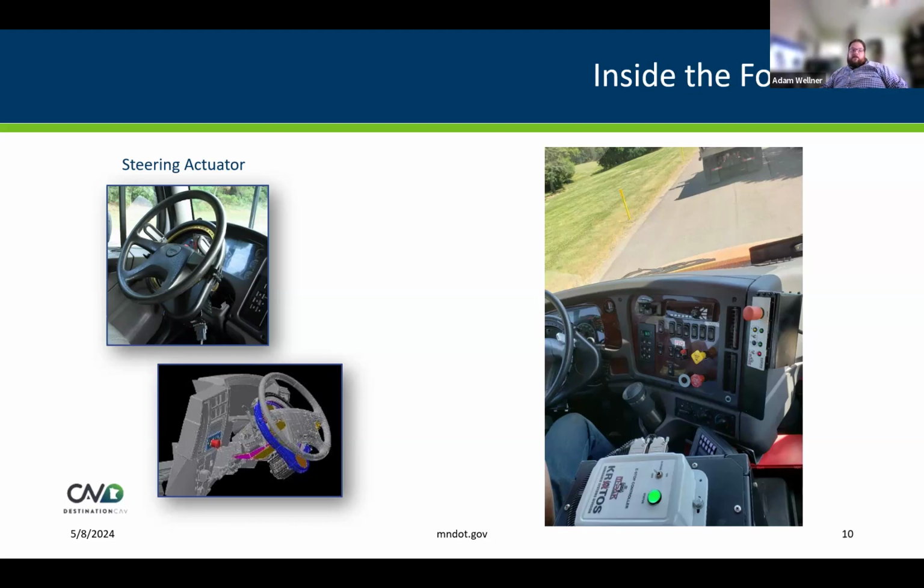And then similarly, there are some actuators on the brake and accelerator pedals that will pull them to drive the vehicle and apply the brake and accelerator. And otherwise, if we have the system off, the truck can just be driven by a person in the driver's seat normally.